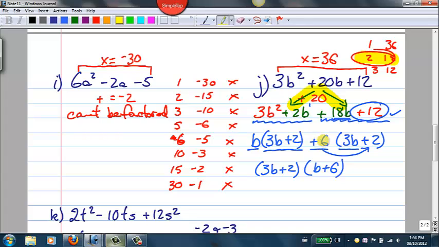As soon as I know one bracket, I know the other, so I write it in. So I didn't actually know the 6 yet. I went b, bracket, space, bracket. And then I asked, what do I multiply 3b by to get 18b? And the answer had to be positive 6. Then I double check. Does 6 times 2 equal 12? Yes, it does. I write my common factors in front, 3b plus 2, and I use the leftover bits, b plus 6, to make my other factor.